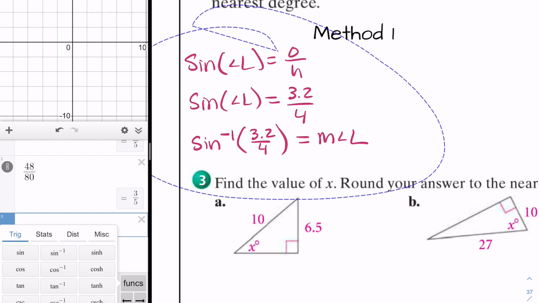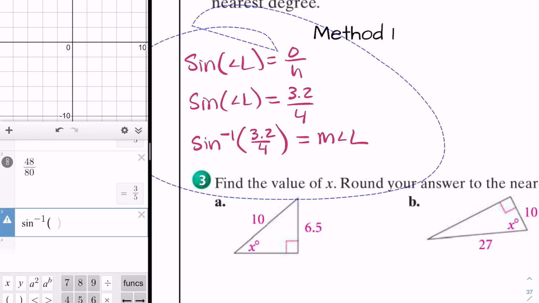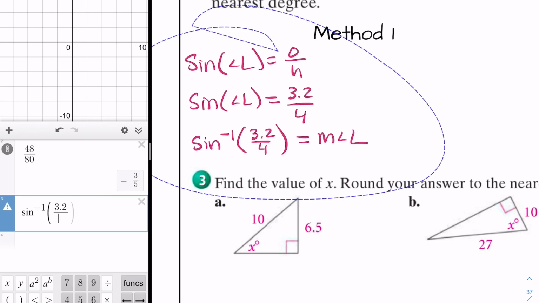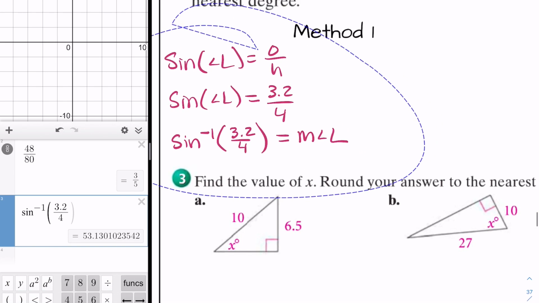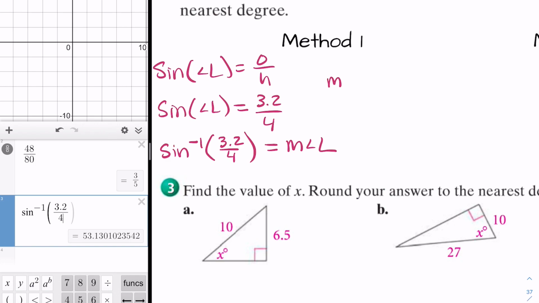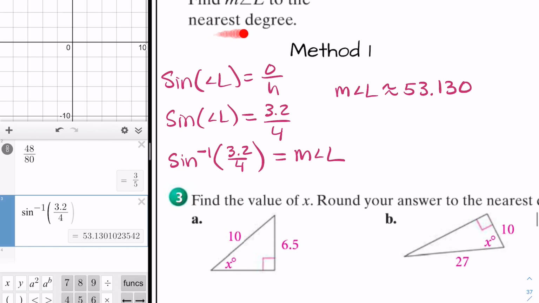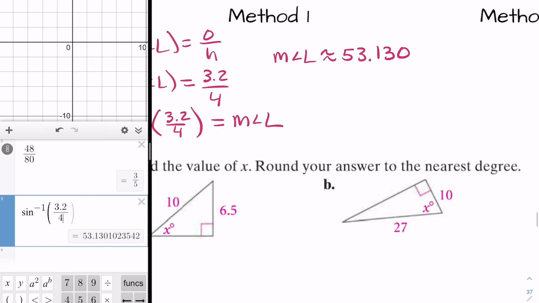So I'm going to do sine inverse. I'm going to type in 3.2 over 4. And I get the measure of angle L approximately equals 53.130 degrees. It wants it to the nearest degree, so I'm just going to say the measure of angle L approximately equals 53 degrees.